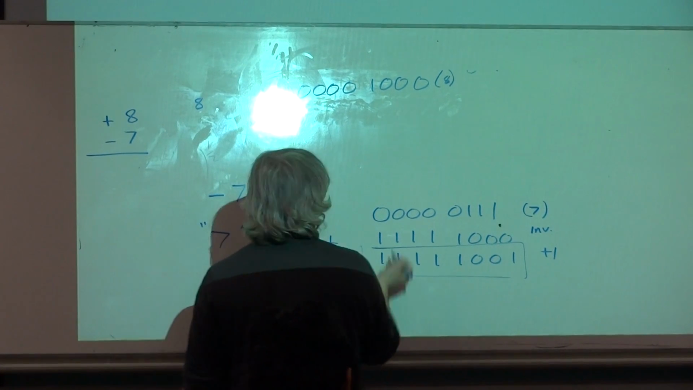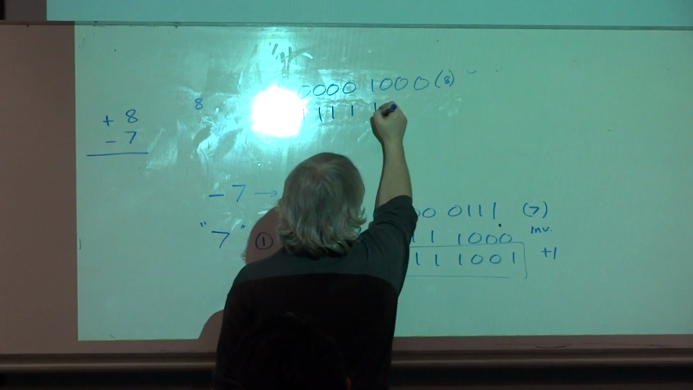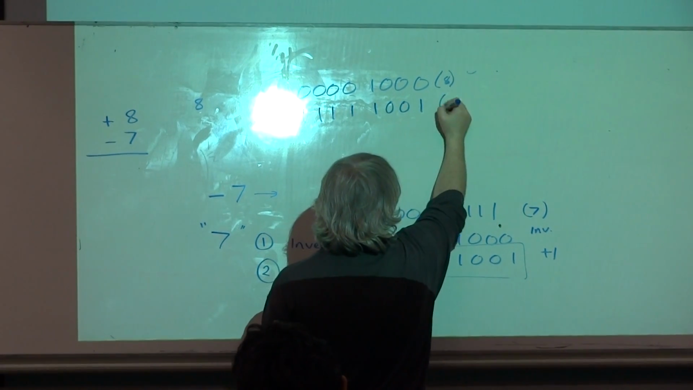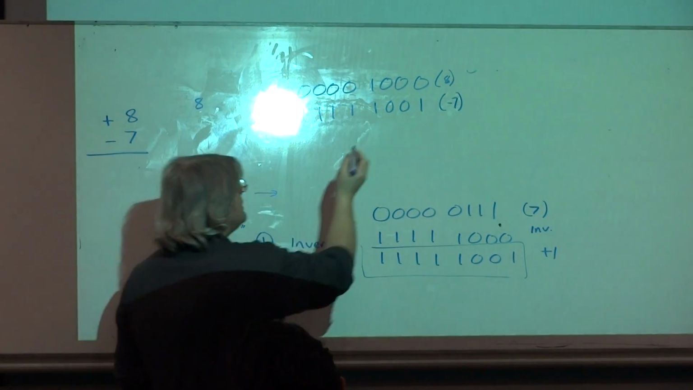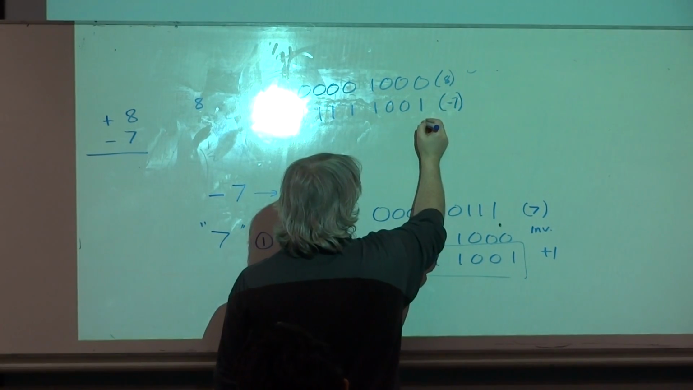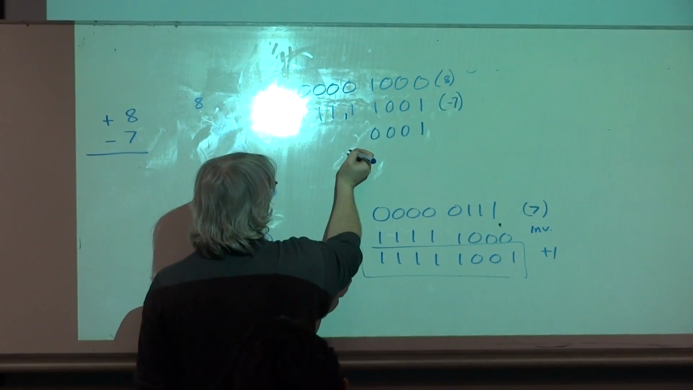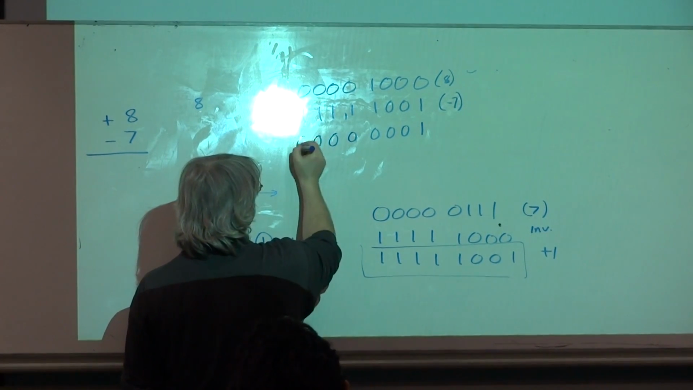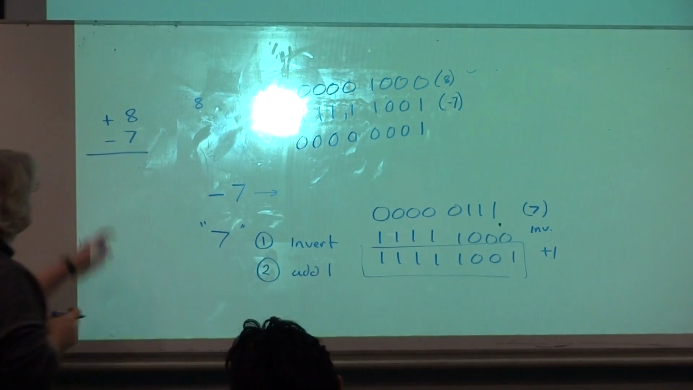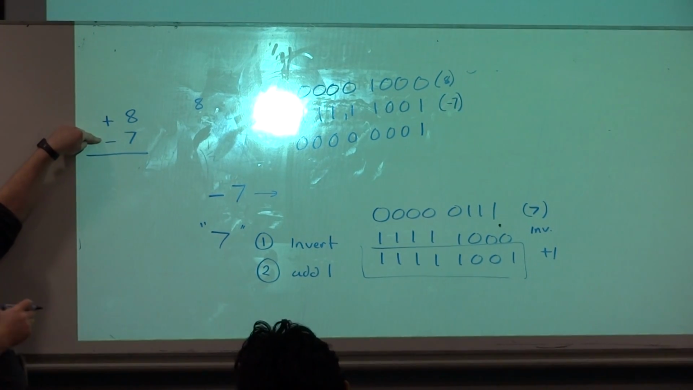So let's add these two numbers together. That's minus 7. So 1, 0, 0, 0. Carry 1. So the answer of 8 take away 7.